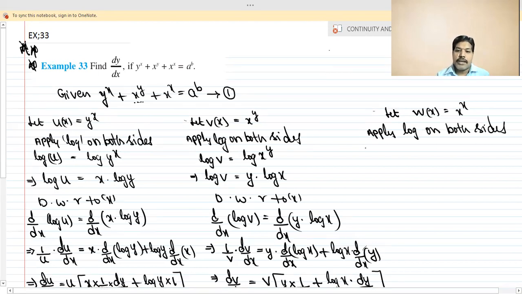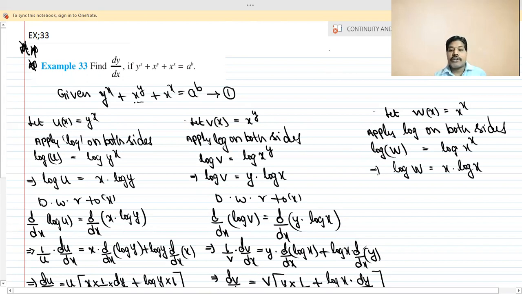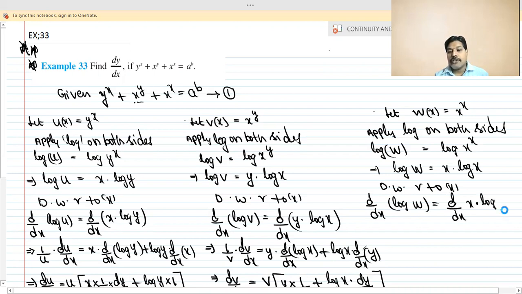So what happens? That implies log w is equal to log of x power x, so it can be written as log w is equal to x into log x. Now differentiate with respect to x. What happens, students? The derivative of log w is equal to the derivative of x into log x.